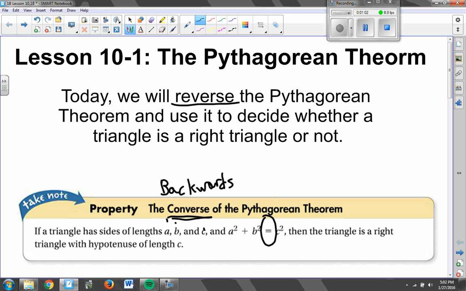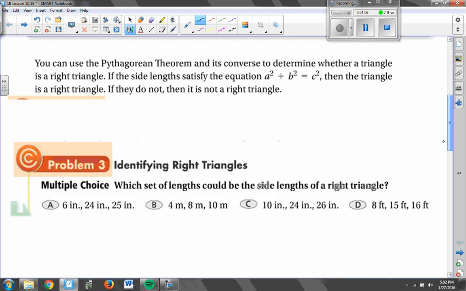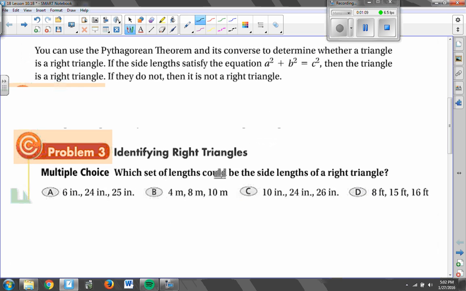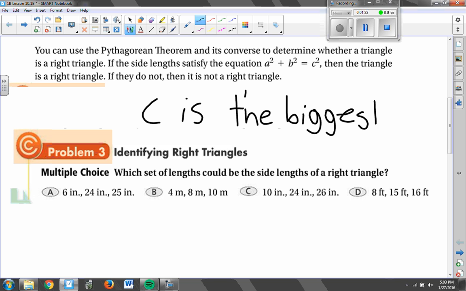So what is that going to look like in our homework? Well, it's going to look like this. Which set of lengths could be the side lengths of a right triangle? Now, the thing we have to remember before we do these problems is C is always the biggest number. C is the biggest number.